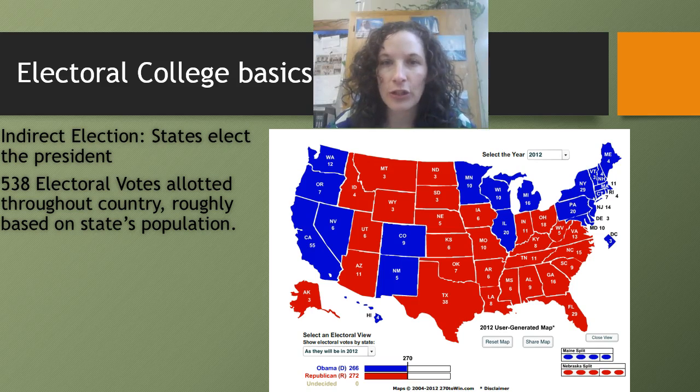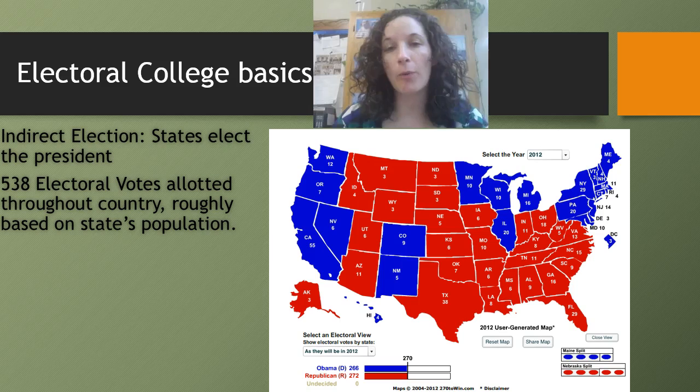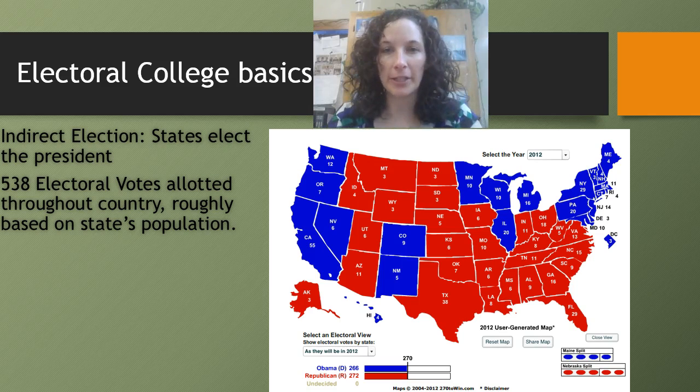Just Texas has 36 representatives in the U.S. House of Representatives. It has 2 senators, so 36 plus 2 equals 38. So that's how we get the number. The number comes from our representation in Congress. However, it is not those representatives in Congress that are participating.